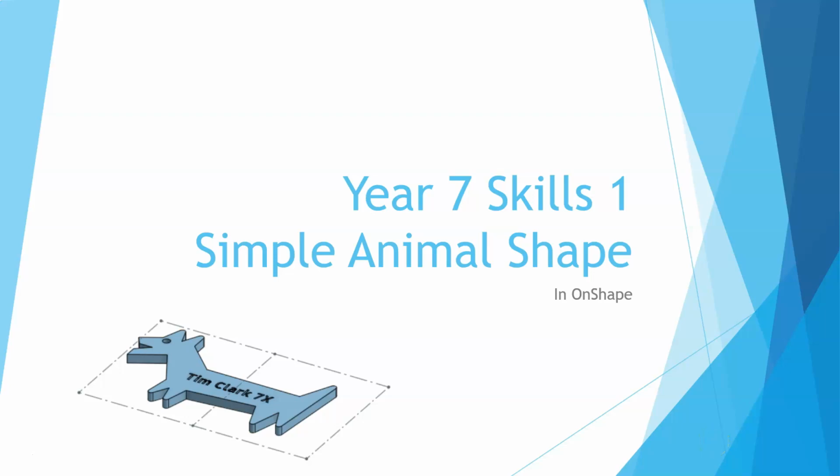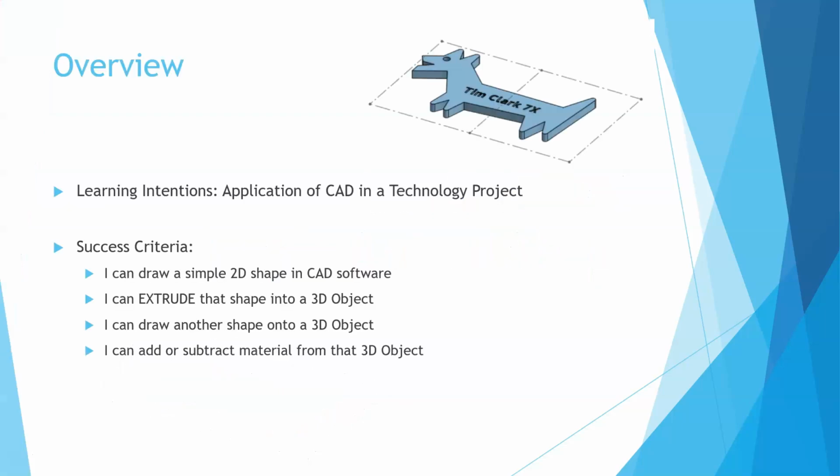Let's begin to learn how to use Onshape by drawing a simple animal. Our learning intentions are the application of CAD in a technology project. By the end of this, you should be able to draw a simple 2D shape in CAD software.